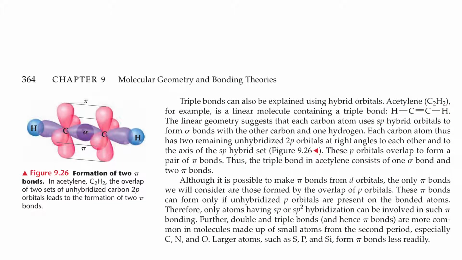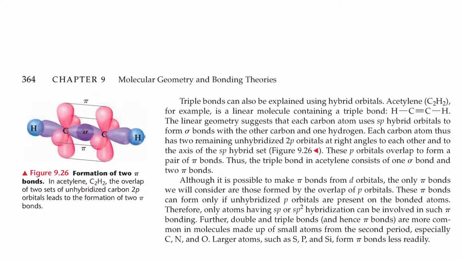Triple bonds can also be explained by using hybrid orbitals. Acetylene, for example, is a linear molecule that contains a triple bond. The linear geometry suggests that each carbon atom uses sp hybrid orbitals to form sigma bonds with the other carbon and 1 hydrogen. Each carbon atom thus has 2 remaining unhybridized 2p orbitals at right angles to each other and to the axis of the sp hybrid set. These p orbitals overlap to form a pair of pi bonds. Thus, the triple bond in acetylene consists of 1 sigma bond and 2 pi bonds.